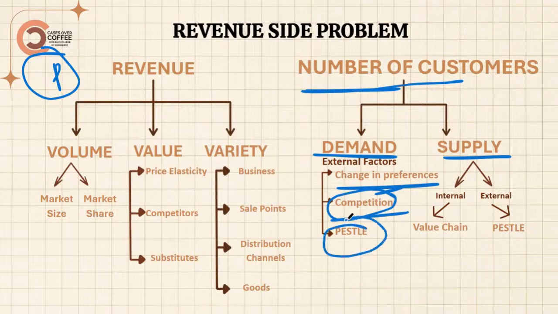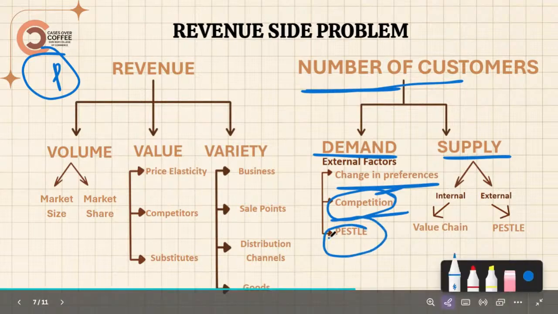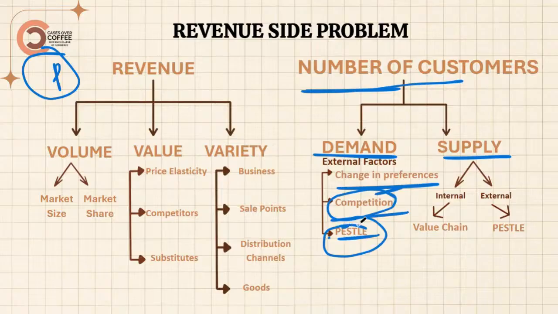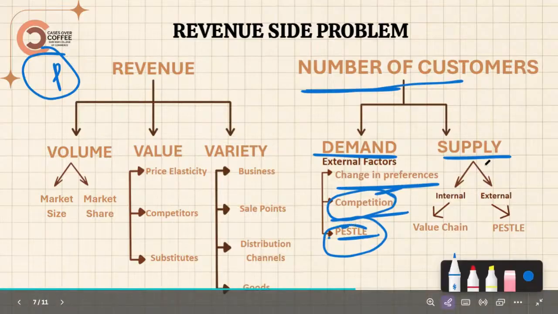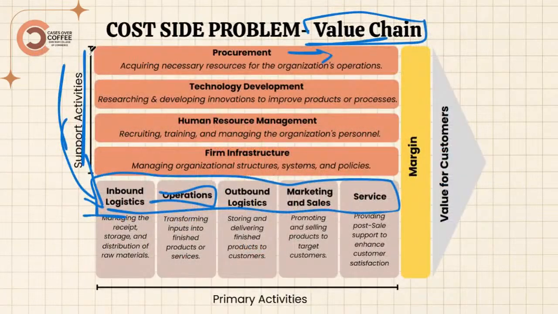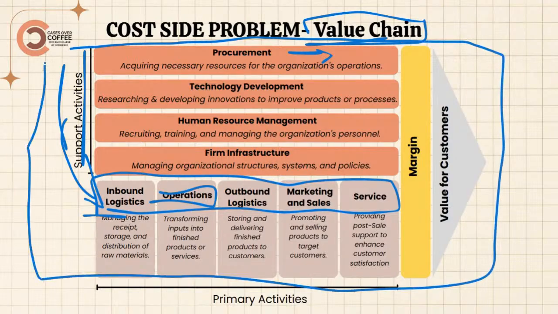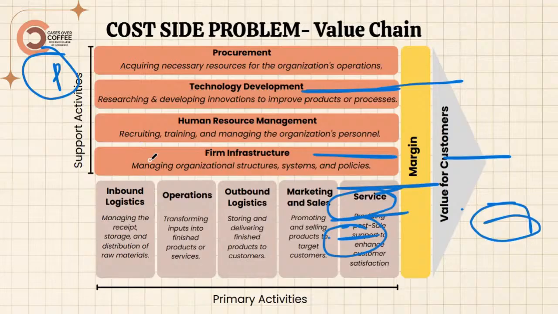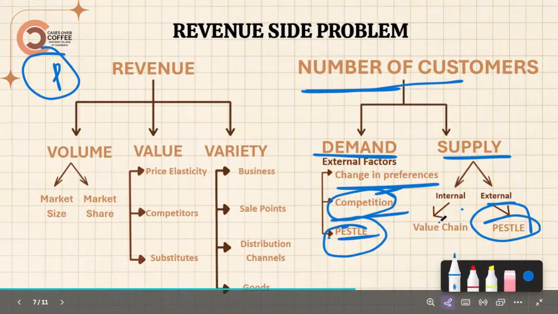And then we can do a PESTLE analysis, where we analyze the political, economic, social, technological, legal, and environmental factors in order to find out the reason. Then in the supply chain, as I explained the value chain in the previous slide, we try to figure out whether the problem lies in the support activities or the primary activities. So it is all internal.